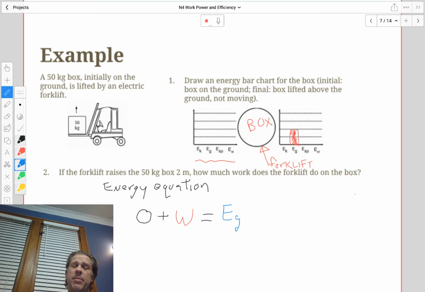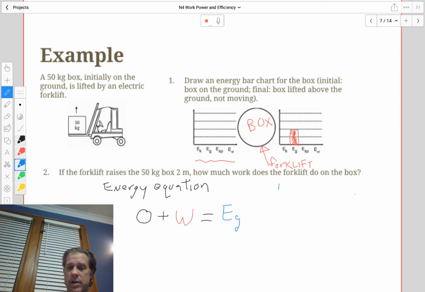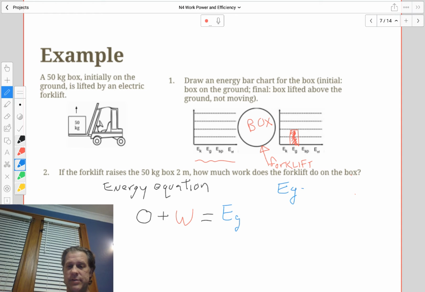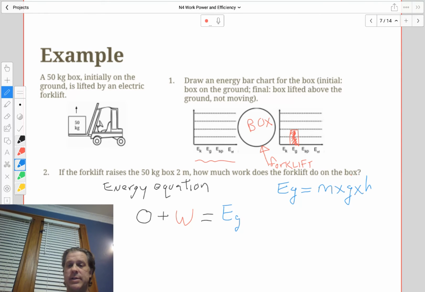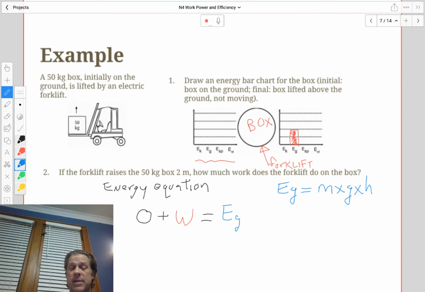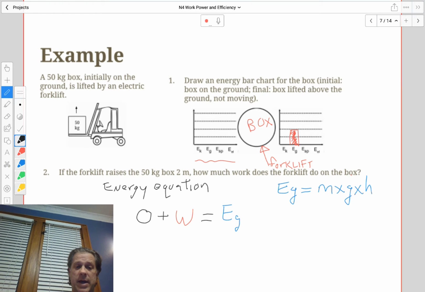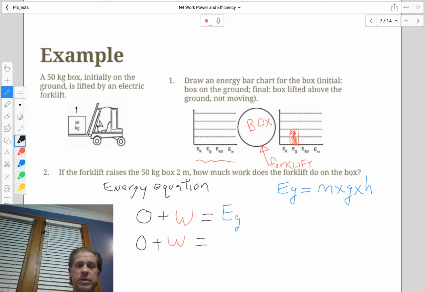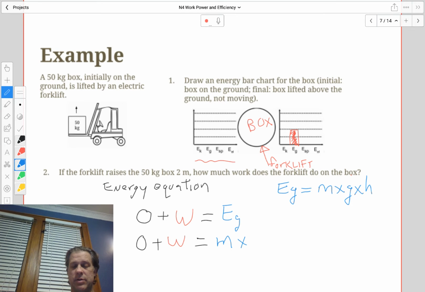And now we need to remember way back to first semester where gravitational energy had a special formula, which was mass times gravity times height. So in this problem, we now need to substitute mass times gravity times height. So I have 0 plus W equals mass times gravity times height.